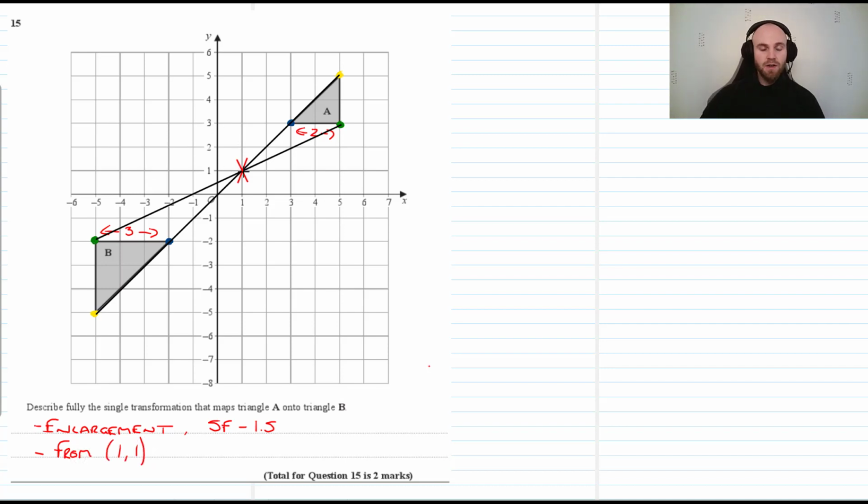And just on a bit of a side note, if your center of enlargement is in the middle, like this, it generally means that the enlargement has a negative scale factor. So to answer the question, to describe fully the single transformation that maps triangle A onto triangle B, it's an enlargement with a scale factor of minus 1.5 from the point (1, 1).